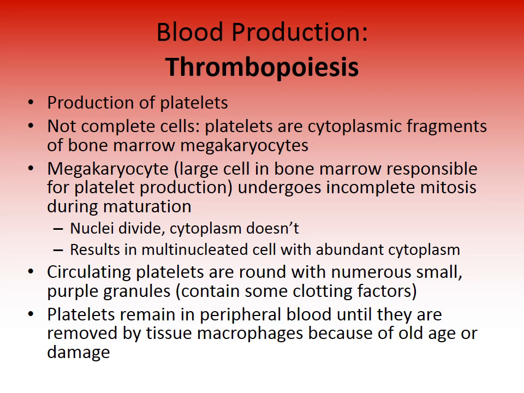So again, this megakaryocyte undergoes incomplete mitosis during maturation. The nucleus divides, and the cytoplasm doesn't. So that results in a multinucleated cell with abundant cytoplasm, and you'll see a picture of this multinucleated, mitotic megakaryocyte in the next slide. The circulating platelets are round with numerous small purple granules, and the granules contain some clotting factors. Platelets remain in the peripheral blood until they are removed by tissue macrophages, the phagocytic cell I was telling you about, because of old age or damage.